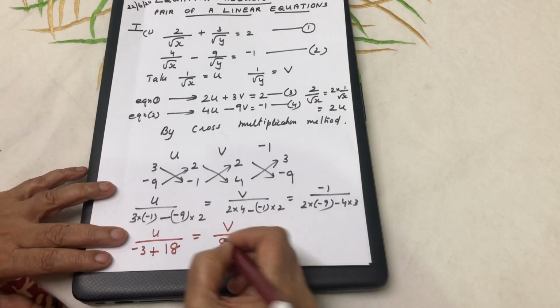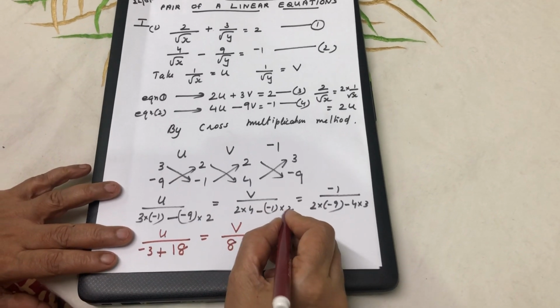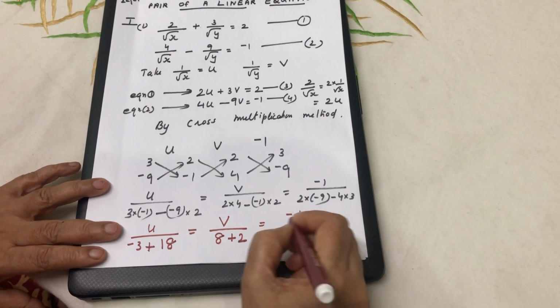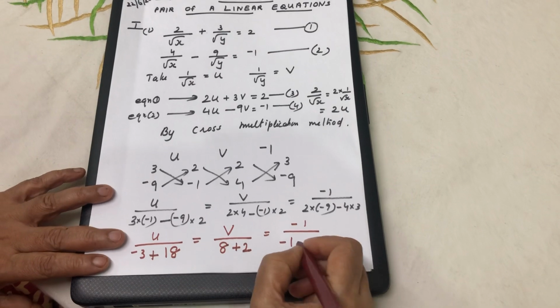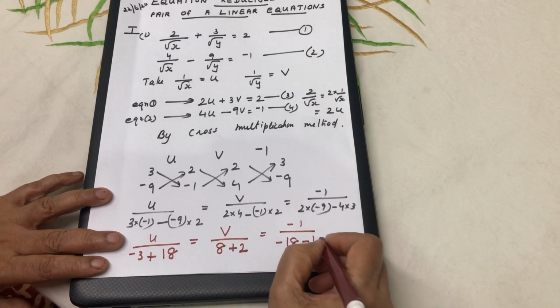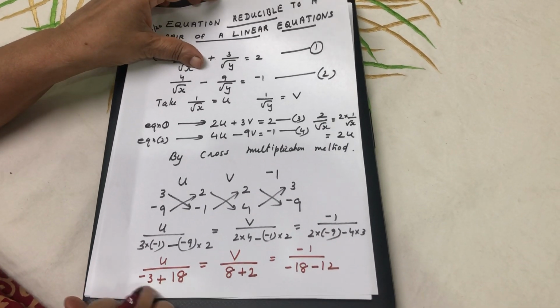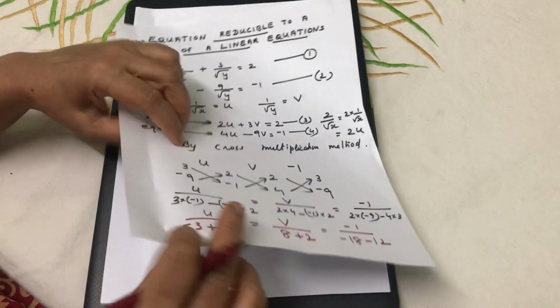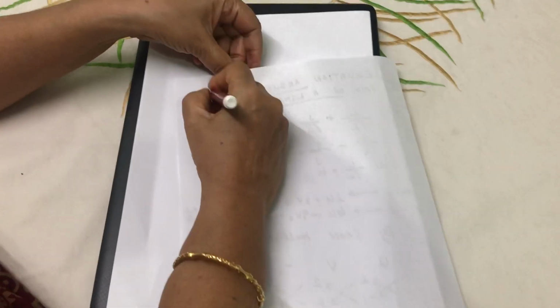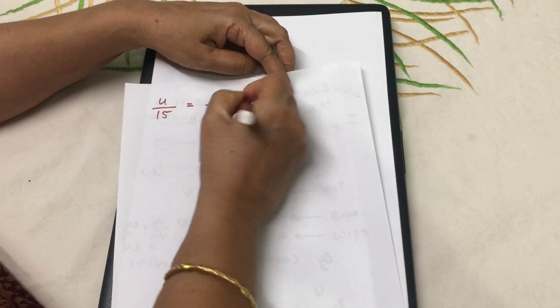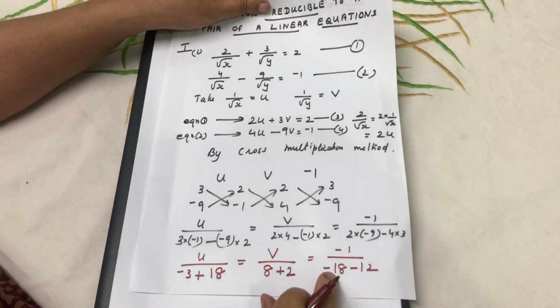v by 8. Minus 1 into 2 is minus 2. Minus minus is plus, plus 2. Minus 1. 2 into minus 9 is minus 18. 4 3s are 12. So it is u by minus 3 plus 18. The minus 3 plus 18 will become 15. So it is u by 15 equals v by 8 plus 2, that is v by 10, minus 1 by minus 18 minus 12 is minus 30.